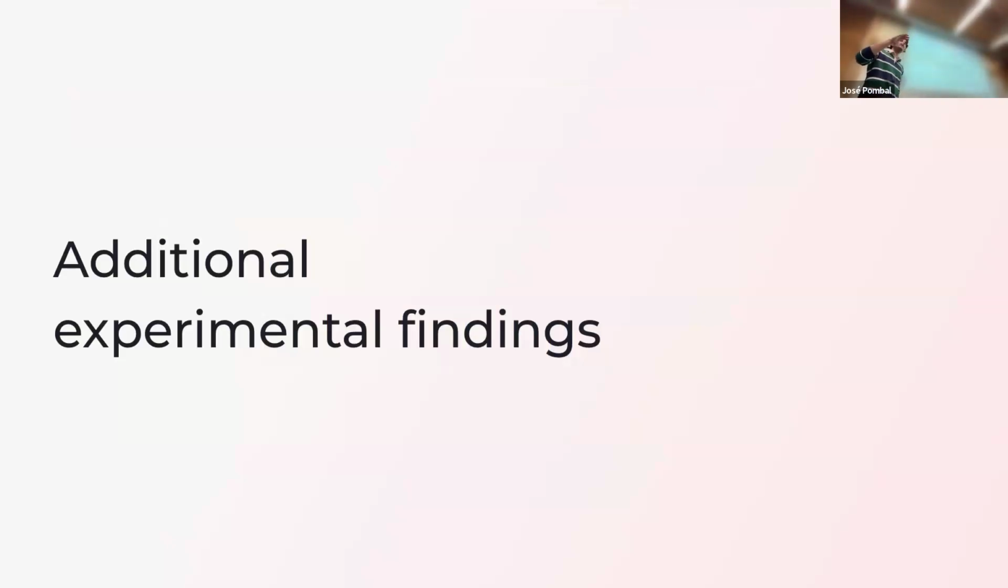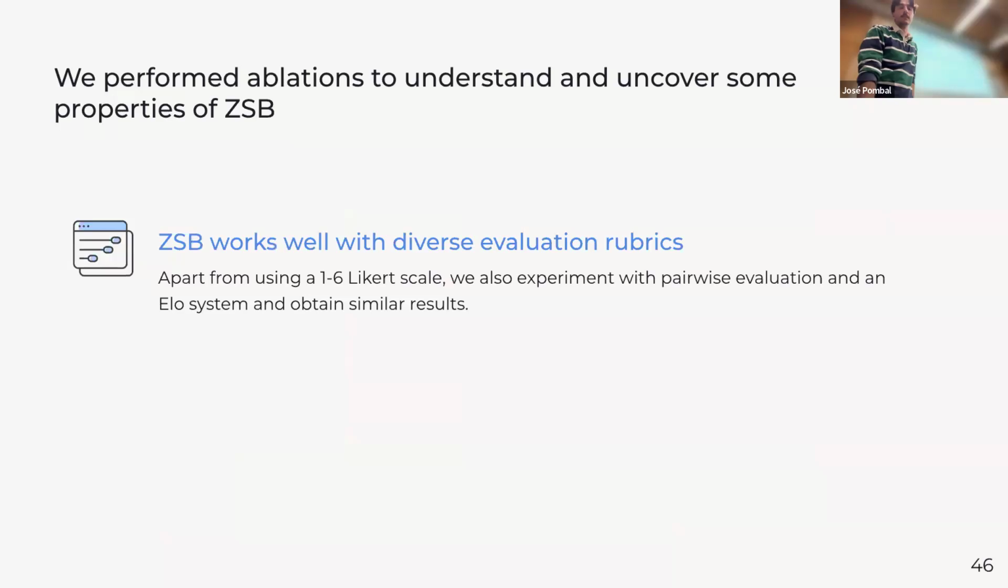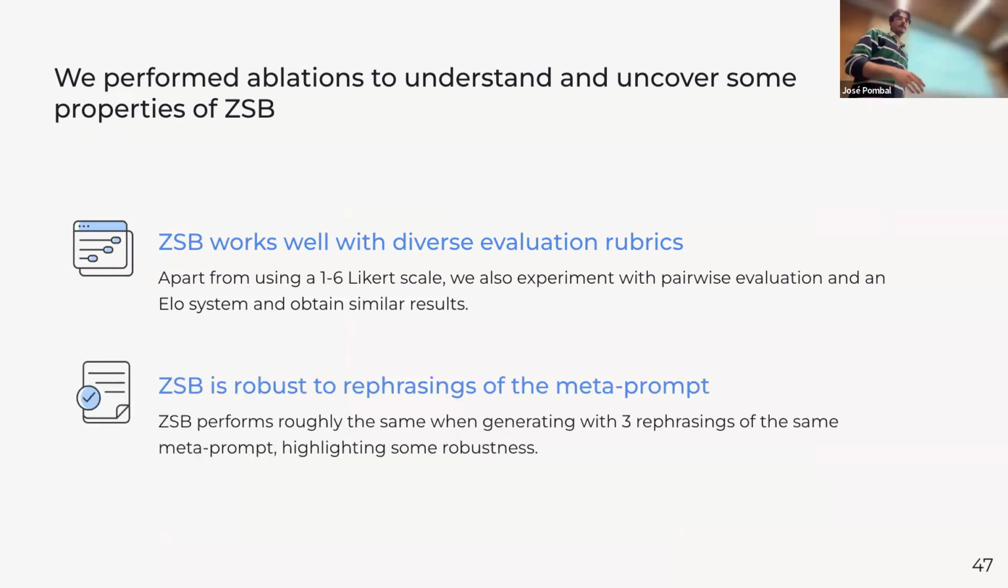Then we do a series of ablations. I'm not going to go too deep in the results of that, just to let you in on the main findings. We also find that ZSV works well with diverse evaluation rubrics. So not just using that Likert scale that I showed at the beginning, but also doing pairwise evaluation, or even an ELO system like they have in Chatbot Arena, you reach similar results. And it's robust. If you use several different prompts, you can get similar results.